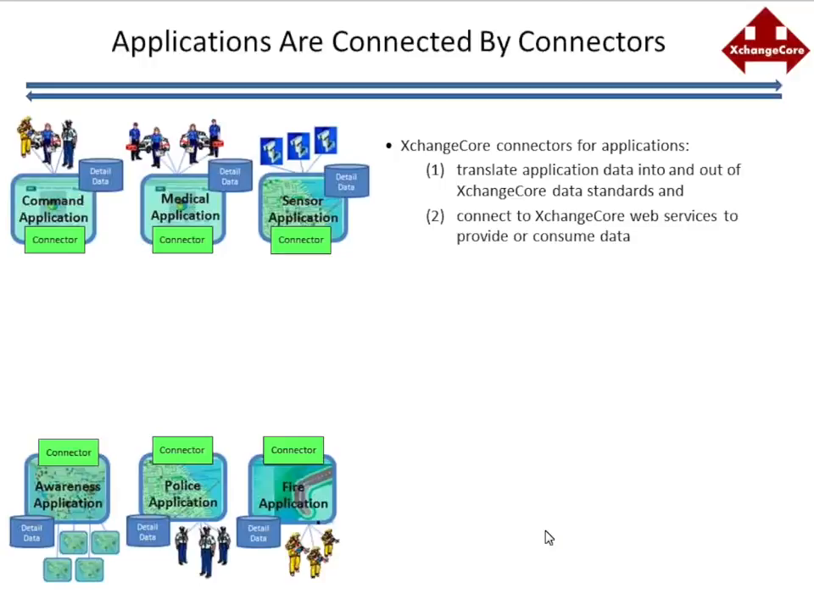So connectors connect the XchangeCore with your applications. They do essentially two things. They translate your application data in and out of the XchangeCore standard data. And they also then connect to the various XchangeCore web services to either provide the data to XchangeCore or to consume data from XchangeCore.